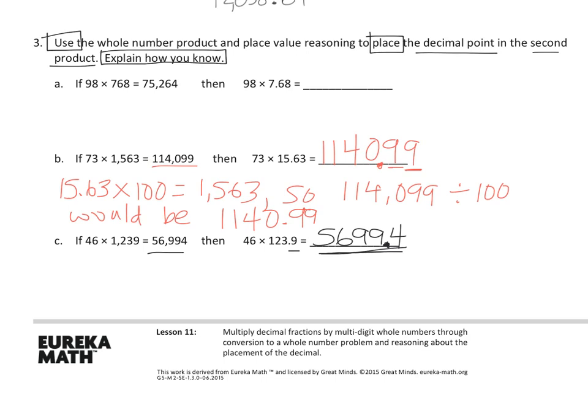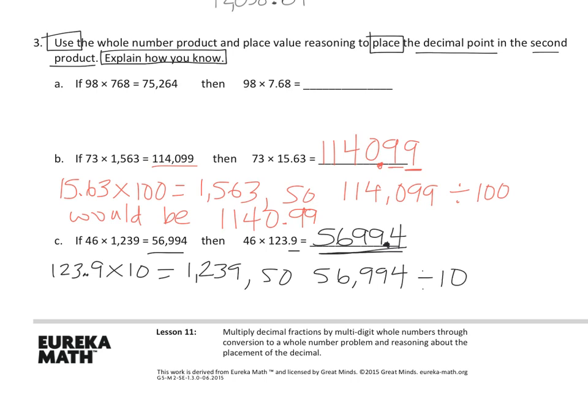So think of 123 and 9/10. When you multiply it by 10, you're going to get 1,239, just like we did over here. So 56,994 divided by 10 would be 5,699 and 4/10.